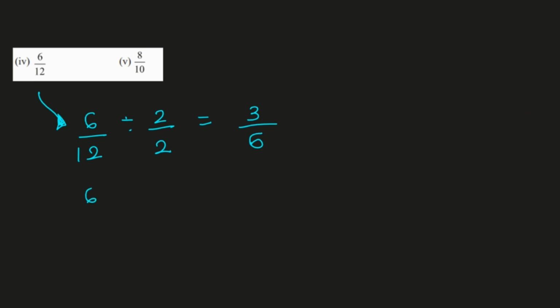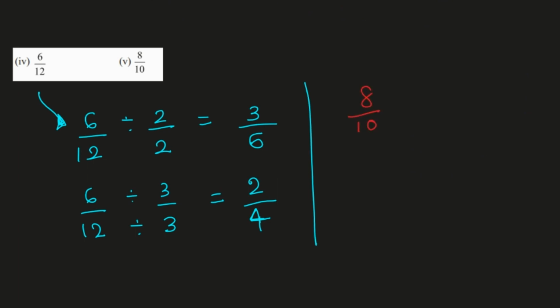And also, I can divide 6 upon 12 by 3 as well. Both the numerator and the denominator are getting divided by 3. So, 6 divided by 3, it's 2. And 12 divided by 3, it's 4. Sorry, not 14, it's 4. Right? Then finally, here comes another example.